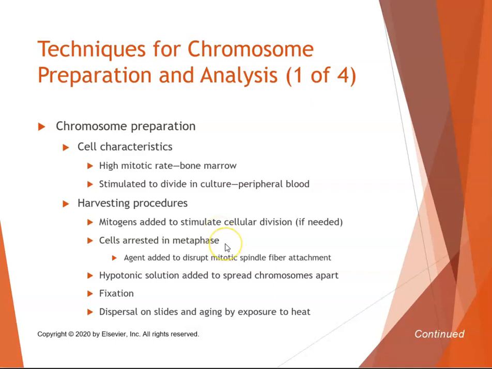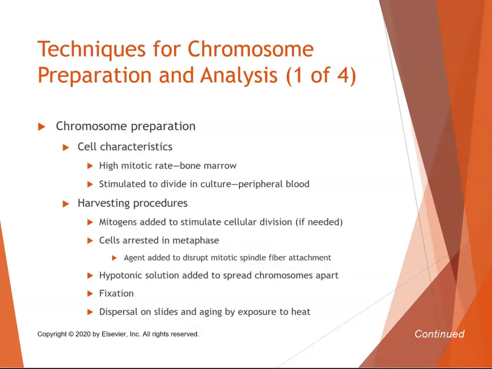And then when it gets to metaphase, that's where they actually stop it, because that's when we have chromosomes, when mitosis is going on. So they disrupt the mitotic spindle so it can't attach. They put it in a hypotonic solution, and that makes the chromosomes split apart. Then they fix it, put them on a slide, expose them to heat, and then they get pictures of it.